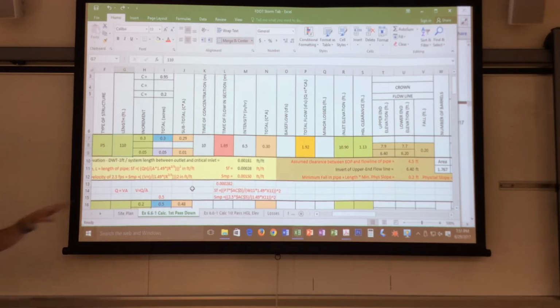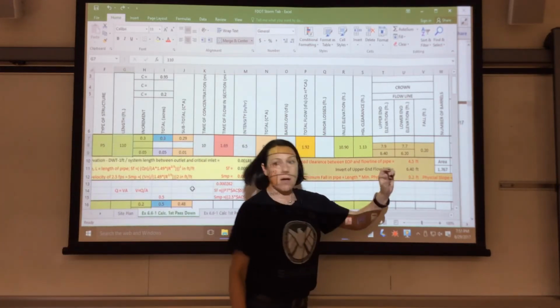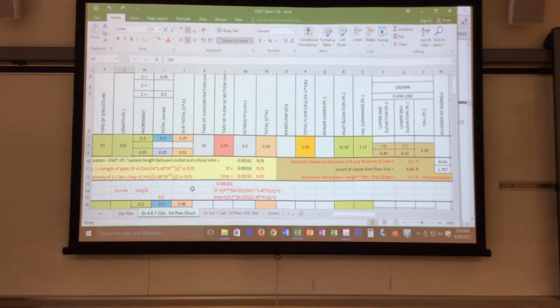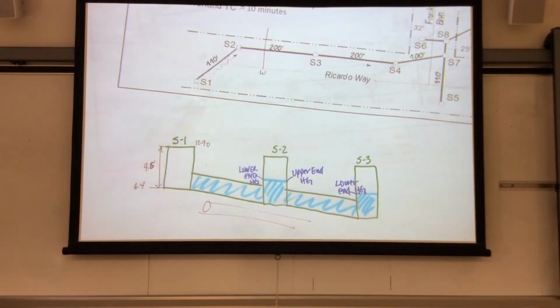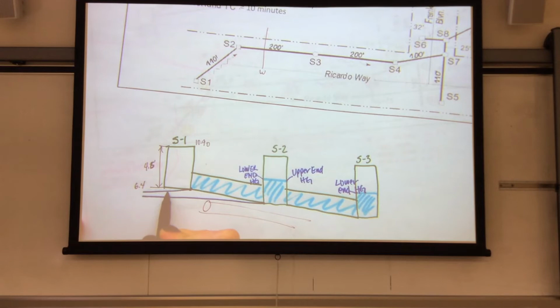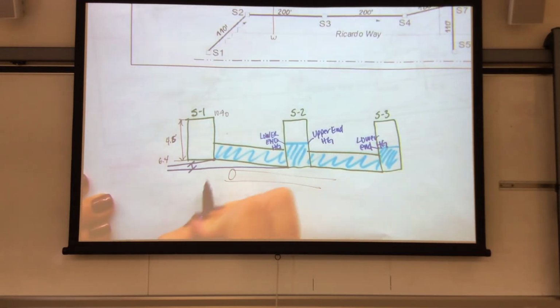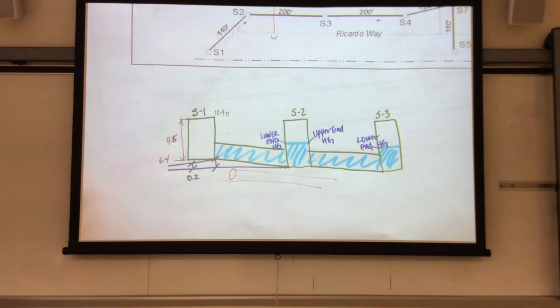So this is the drop in the pipe from structure to structure. If I projected a line, let me use a different color, from this point right here to this point right here, it's bad drawing, I know, but that's only 0.2 feet, that difference between this and this, okay? That's what they call the fall in the pipe.